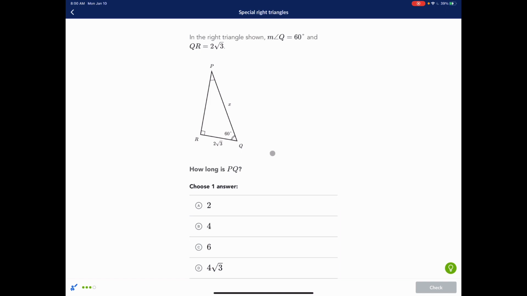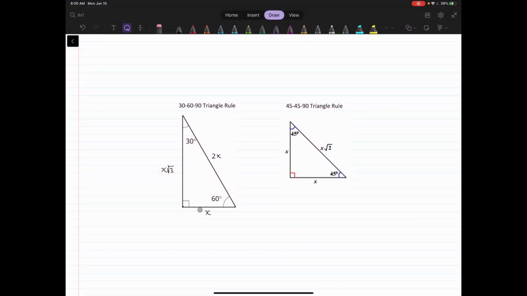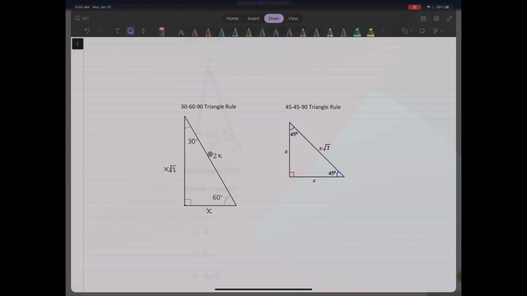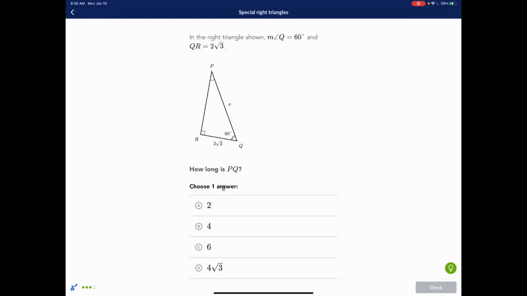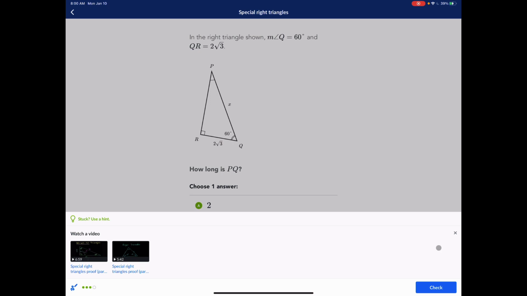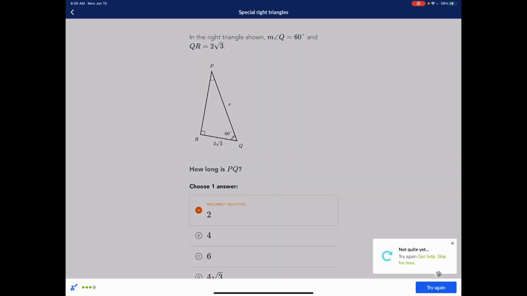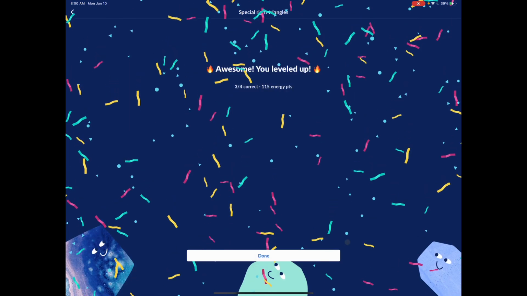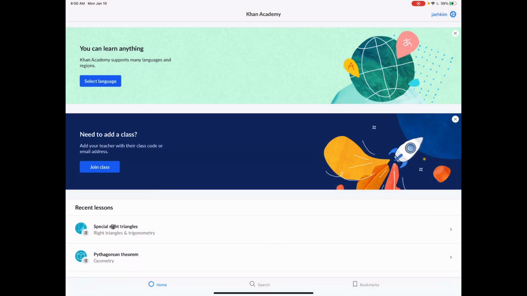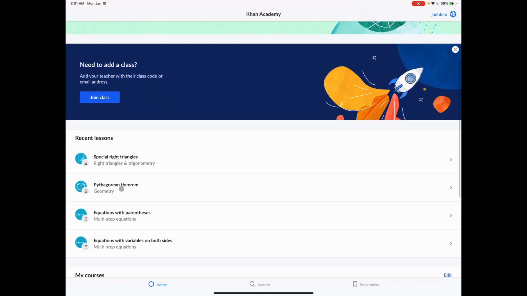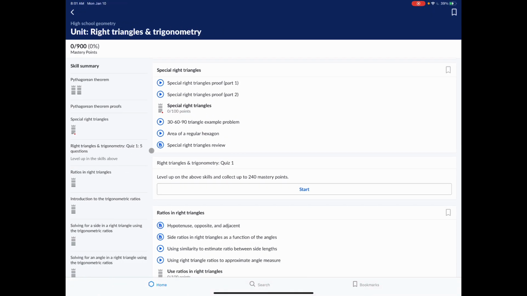All right, let's take a look at this one. I want to see if this is the one that... yeah, we're going to skip this one. And then we're going to try to find one that's a little bit more challenging, okay? Try this again. Special right triangles. Okay, here we go.